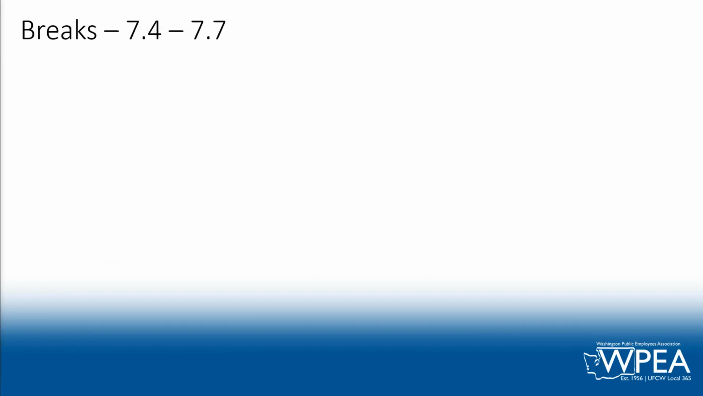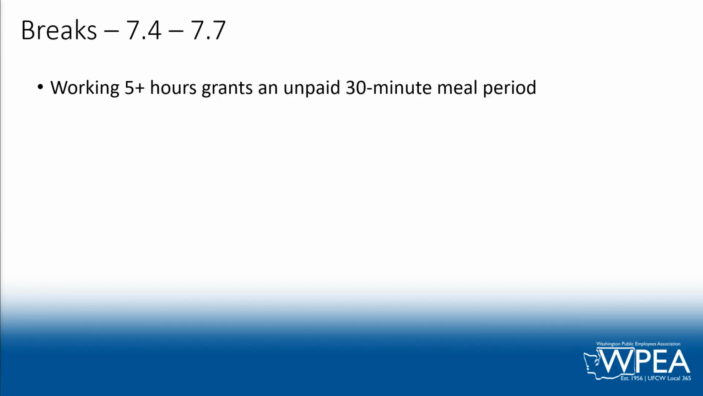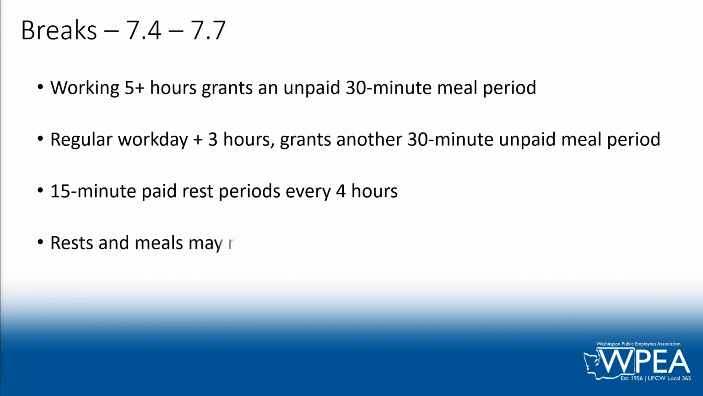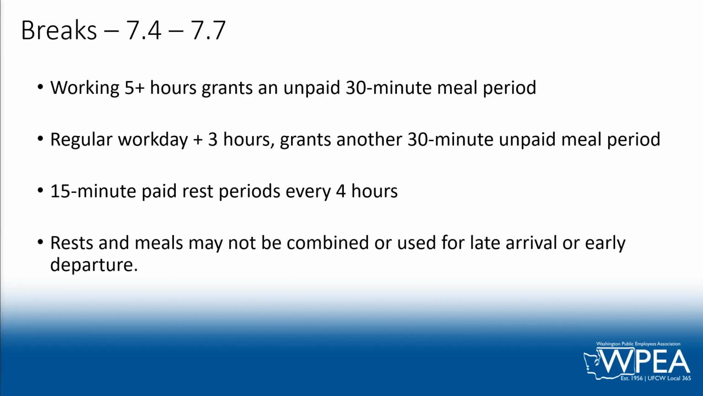Employees working more than 5 consecutive hours will be allowed an unpaid meal period of at least 30 minutes, scheduled as close to the middle of the shift as possible. If the meal period cannot be completed due to operational necessity, the employee will be compensated for the actual number of minutes worked. Employees working more than 3 hours longer than a normal workday will be allowed an additional unpaid meal period. Rest periods of 15 minutes will be allowed around the 2-hour mark for each 4-hour work period. Rest periods may not be used for late arrival or early departure from work, and rest and meal periods cannot be combined.